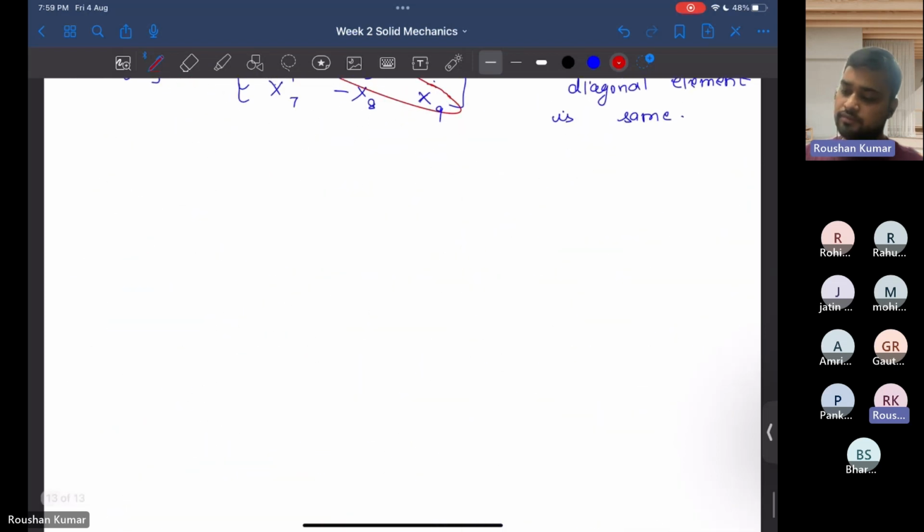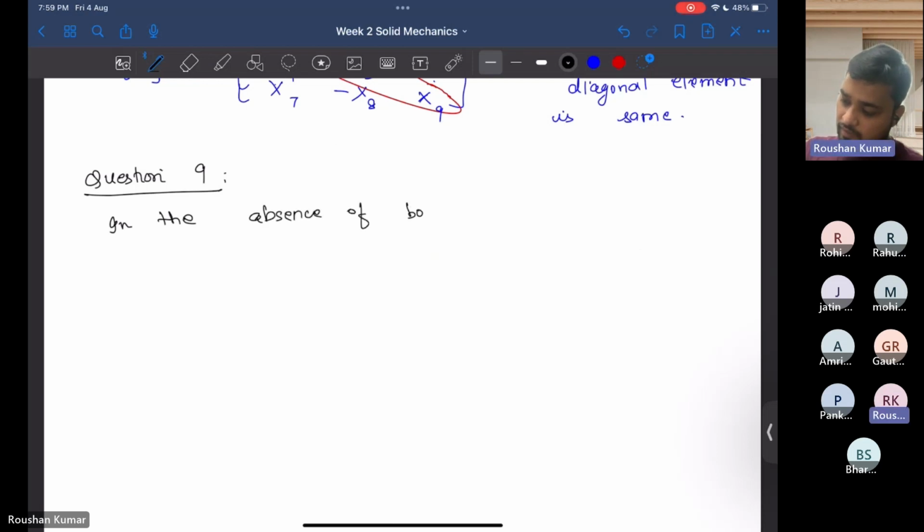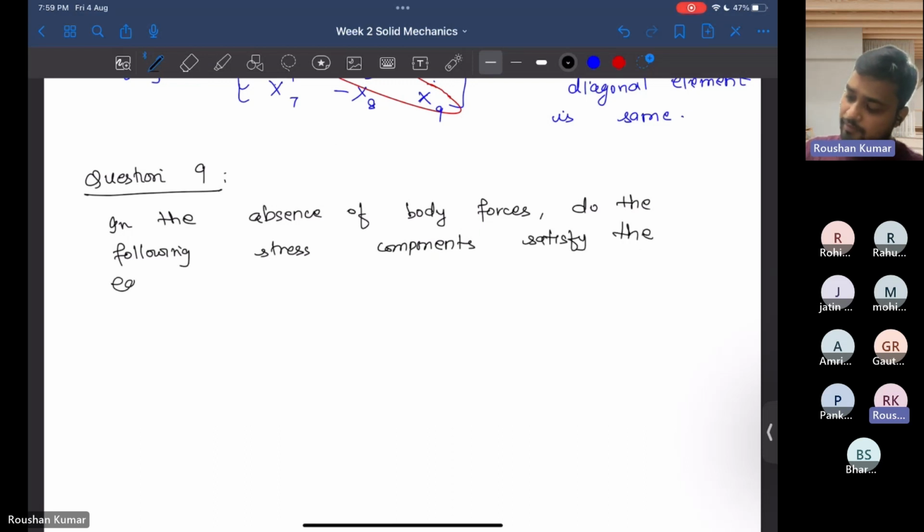Now I have solved the last question, which is based on the stress equilibrium equation. So question number 9 is: in the absence of body force, do the following stress components satisfy the equation of equilibrium? So we have to check whether the following stress components satisfy the stress equilibrium equation.